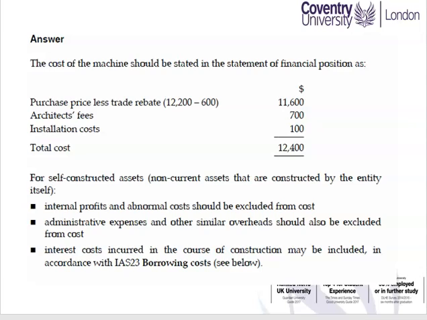For self-constructed assets, non-current assets that are constructed by the entity itself, any internal profits or abnormal costs should be excluded from the cost of that asset. Administrative expenses and other similar overheads should also be excluded from cost. Interest costs incurred in the course of construction may be included in accordance with IAS 23, borrowing costs, which we will discuss further in the next video.